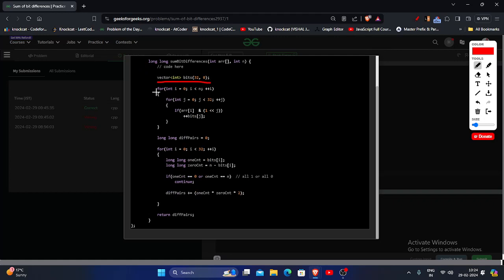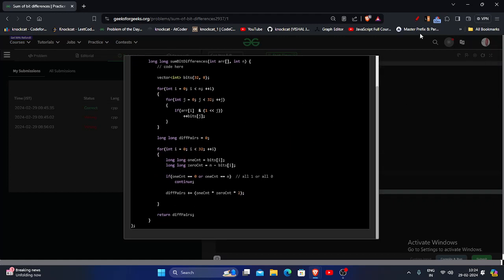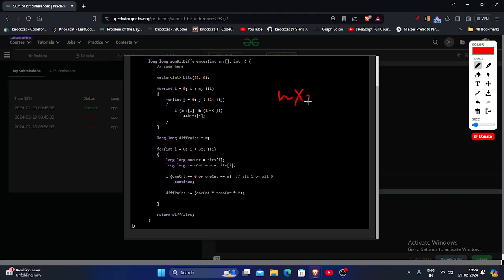So within this syntax, I first calculate the number of set bits at each position using this vector. And then for each index, I just get the number of set bits and number of unset bits, and now I know the pairs which will additionally be counted in the difference pair. So the time complexity for this code would be n cross 32 for maintaining this bit array, plus 32 for again checking this, and a space complexity of 32.